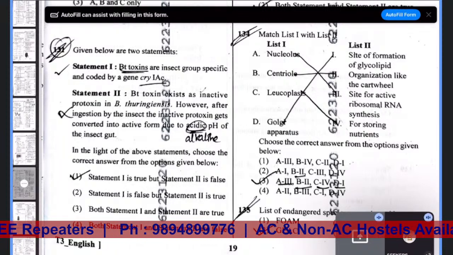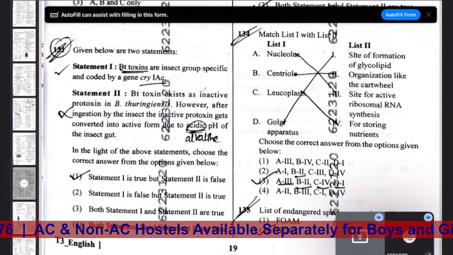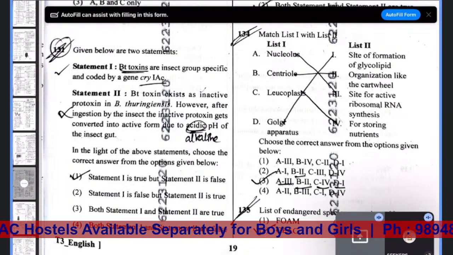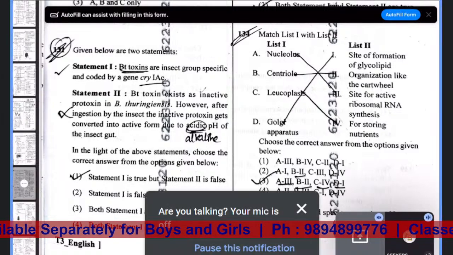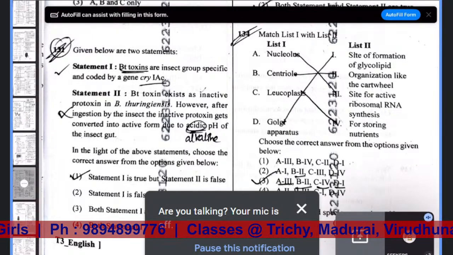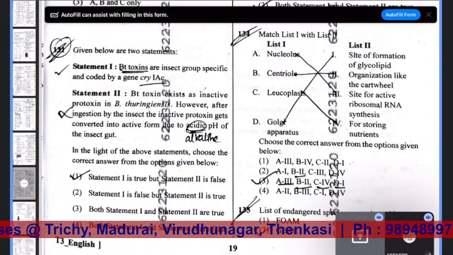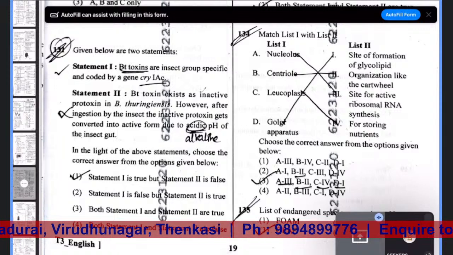But here in this statement, they have given that Bt toxins are coded by a gene. They represented it as only one gene, Cry1AC, and also the word 'only' is not given. So we can take statement 1 as correct and also incorrect, but based on our analysis, we have confirmed that statement 1 is true.